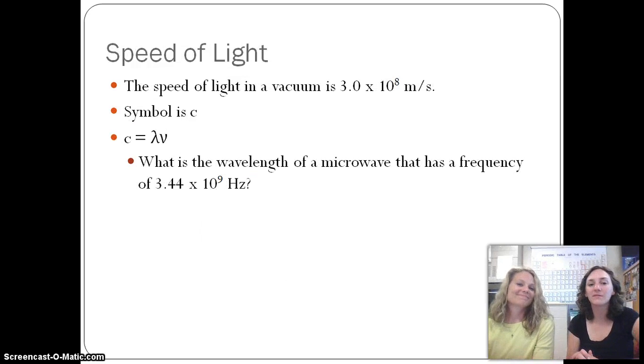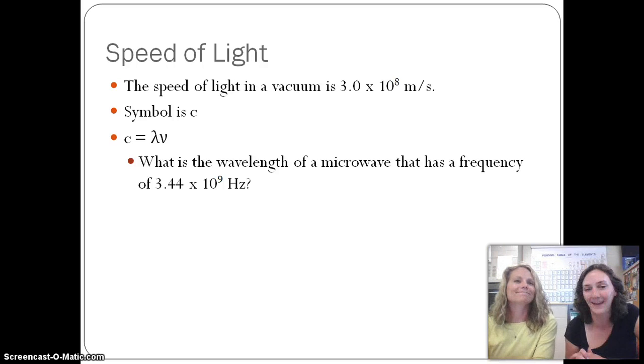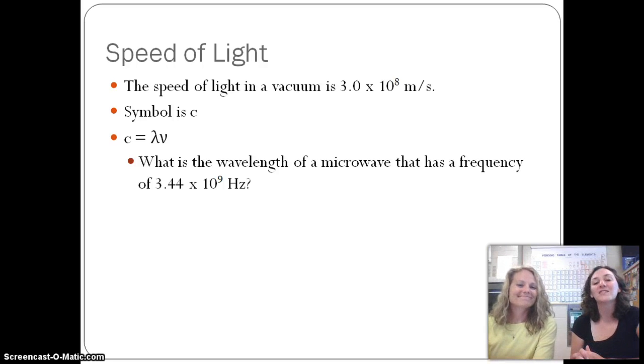Okay, let's talk about speed of light. The speed of light in a vacuum is a constant number. It is 3.0 times 10 to the 8 meters per second. So this is on your cheat sheet, but it's also very easy to memorize. But again, you don't have to. The symbol is c. It's a lowercase c. And the equation that goes with speed of light is c equals wavelength times frequency. There you go. So let's do a calculation.